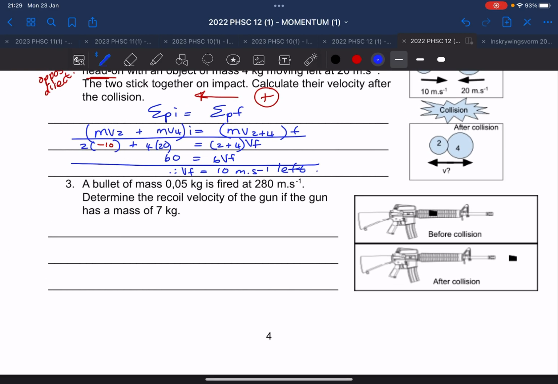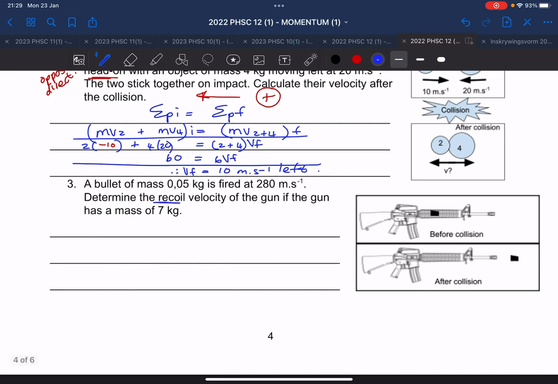A bullet of mass so much is fired at so much. Determine the recoil. Now, if you shoot with a gun, and I don't know who of you have ever shot with a gun, then the gun kicks back on your shoulder. As you shoot with it, a big gun kicks back on your shoulder. So there's like a big force or a push back on you. Determine the recoil velocity of the gun if the gun has a mass of so much.